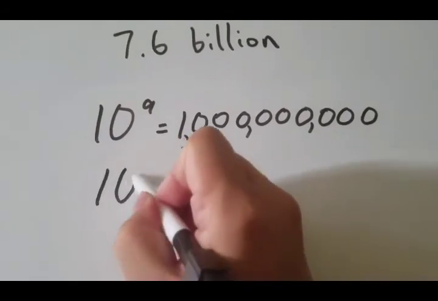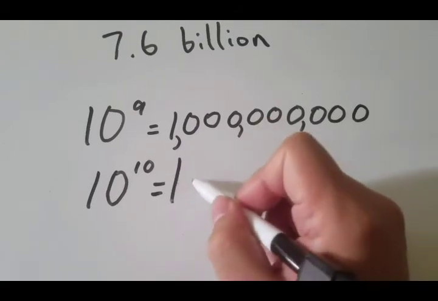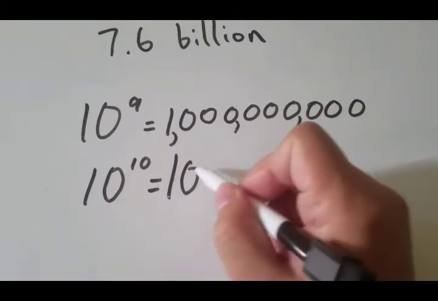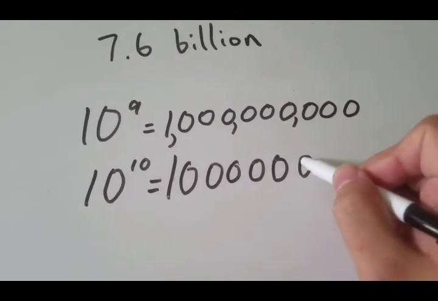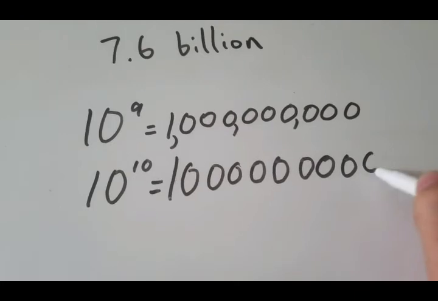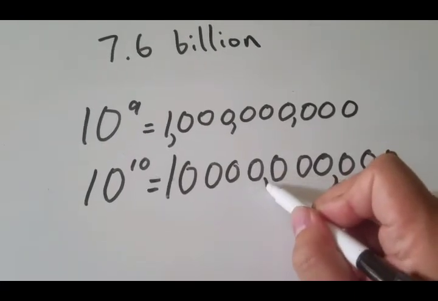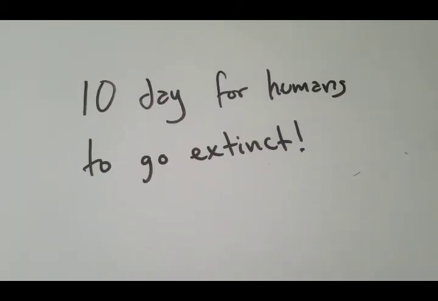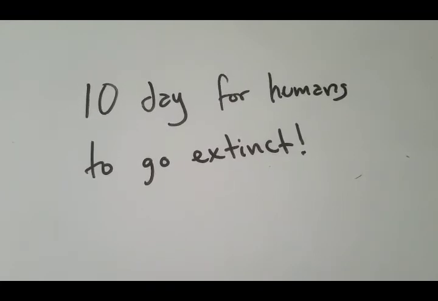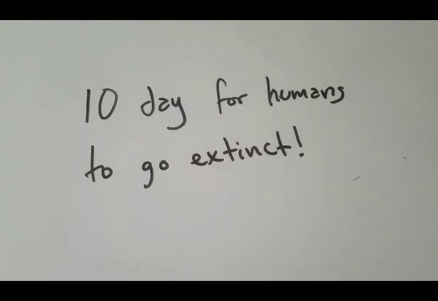So for day 10, 10 to the 10th power equals 1 with 10 zeros. So 1, 2, 3, 4, 5, 6, 7, 8, 9, 10. And then you just put commas for every 3 zeros. If a zombie apocalypse were to happen, and one zombie can infect up to 10 people, it'll take just 10 days for humans to go extinct.